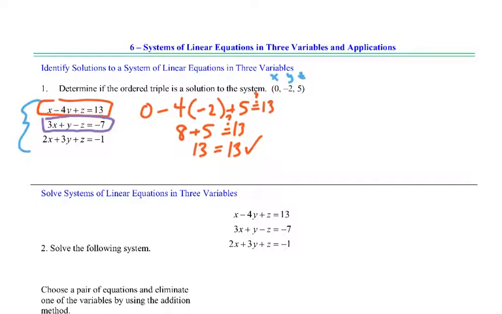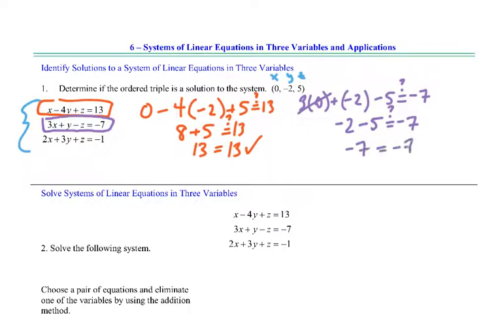So we have 3 times 0 plus -2 minus 5, does that equal -7? Well, 3 times 0 is 0, minus 2 minus 5, does that equal -7? Well, -7 equals -7. That worked for the second one. But again, we're not done until we've checked all three equations.